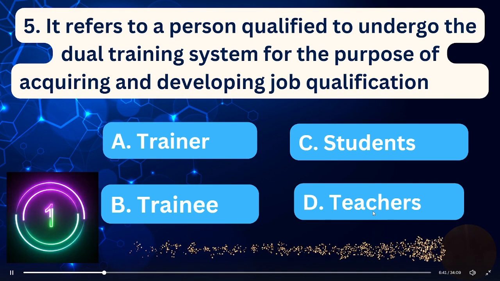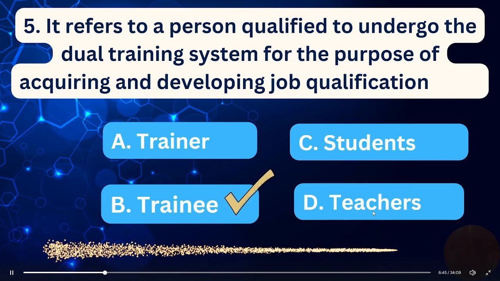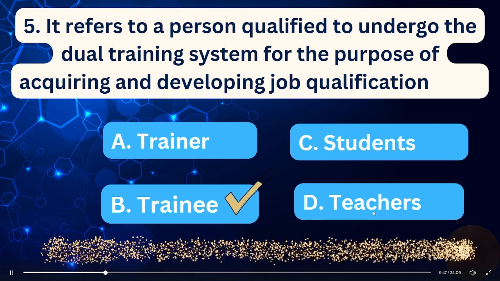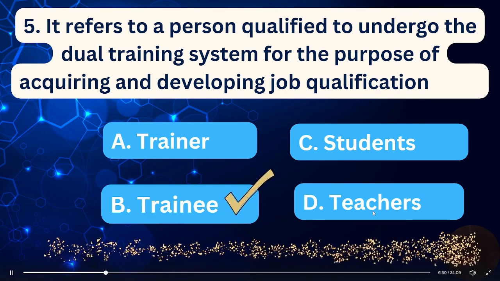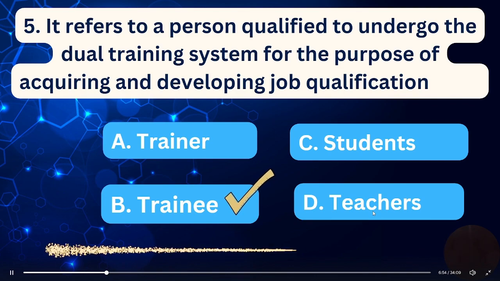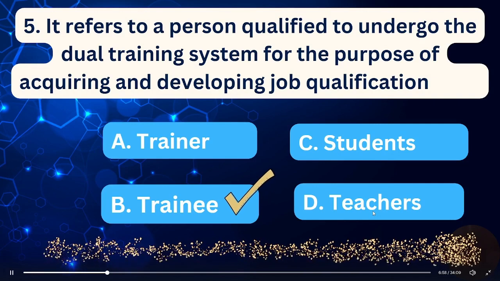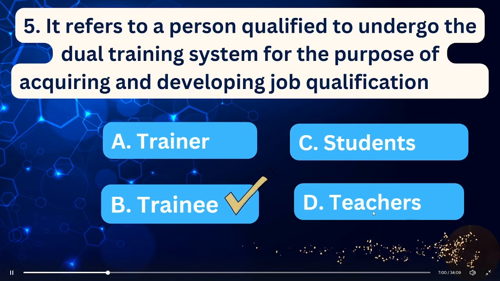Number 5, it refers to... The answer is letter B. Trainee. In TESDA, trainees or students are called trainees because they are given excellent trainers that are expert in their field. Hand in hand with the trainers are the seasoned assessors who are to judge and evaluate the progress of each trainee after the training.